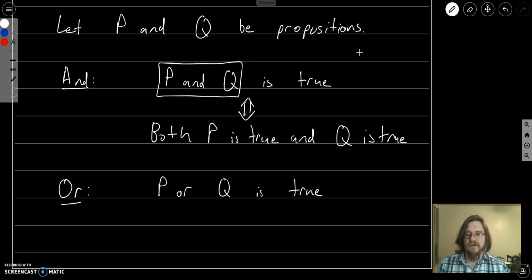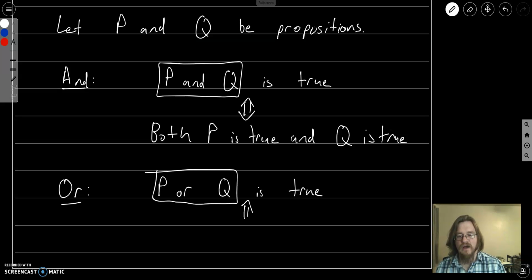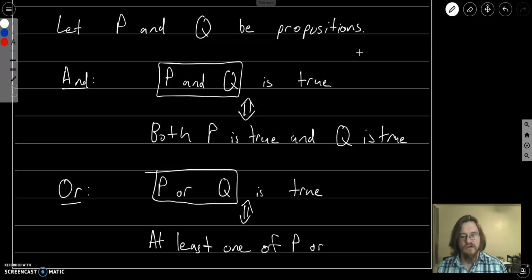Or is a little bit different. If I said P or Q is true, it could be that P is true but Q isn't. Or it could be that Q is true and P isn't. And there's even one more possibility, that they're both true. I think the best way to phrase P or Q would be the following. At least one of P or Q is true.